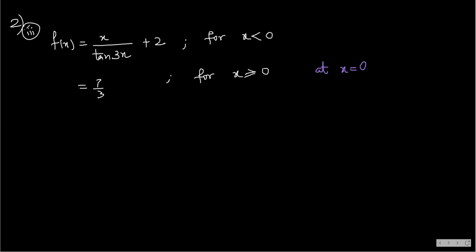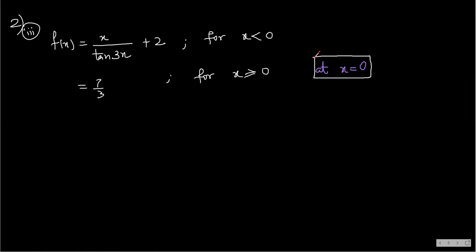The third part of the second question says the function is f of x equals x upon tan 3x plus 2 for x less than 0, and it is 7 by 3 for x greater than 0. We have to examine the continuity at x equals 0. How will we examine? By definition. What is the definition of continuity at x equals 0?